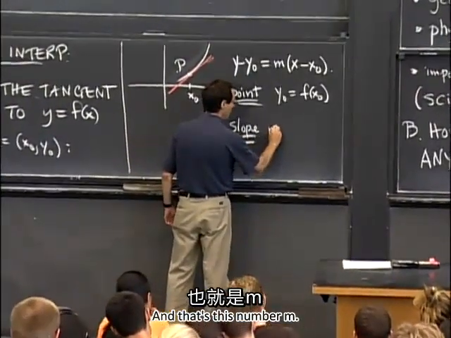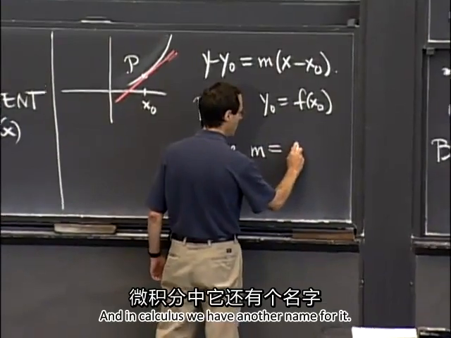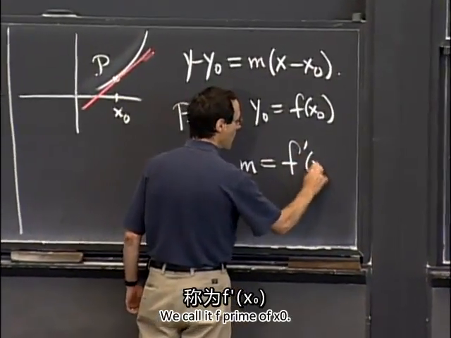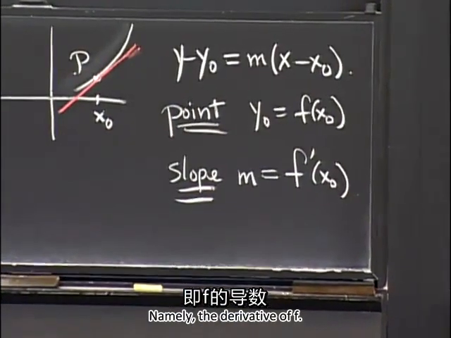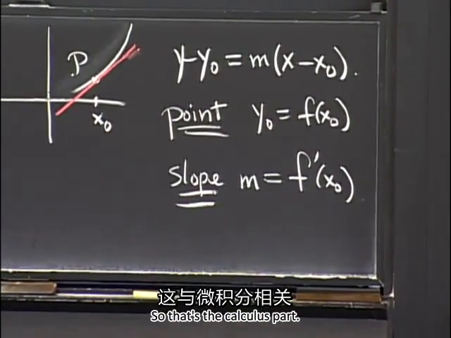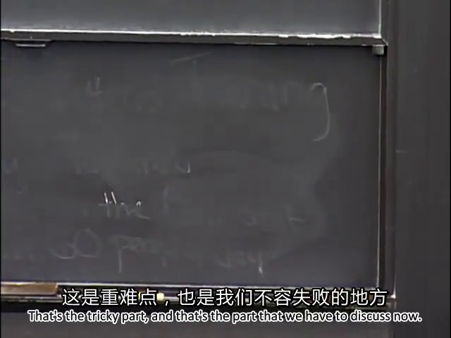And that's this number m. And in calculus, we have another name for it. We call it f prime of x0, namely the derivative of f. So that's the calculus part. That's the tricky part. And that's the part that we have to discuss now.